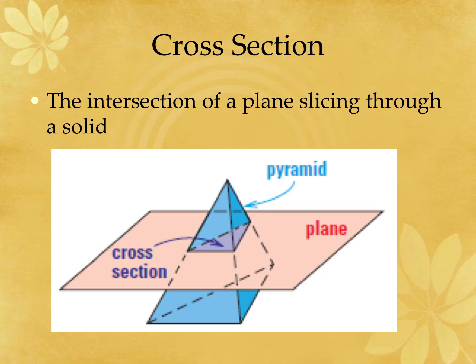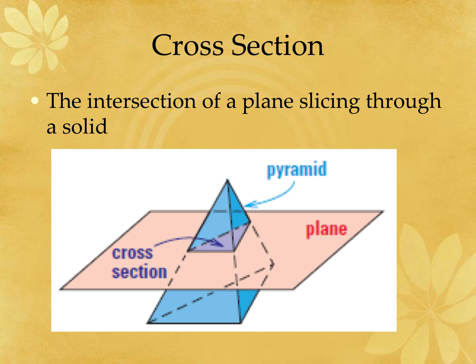All right, next we're going to talk about a cross section. And this is going to be the intersection of a plane slicing through a solid. So basically what they want to do is think about the plane as being like a saw, and you're cutting off part of the solid. And then if you were to pick up the piece that you cut off, what shape do you see?